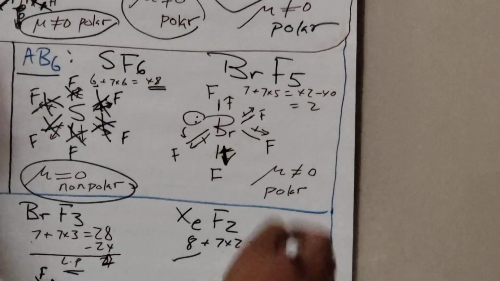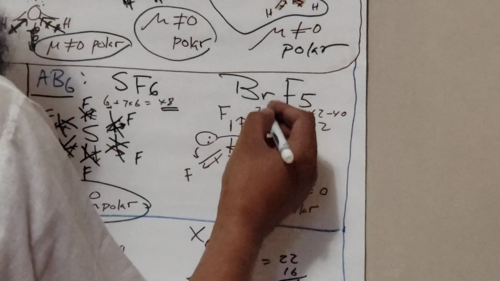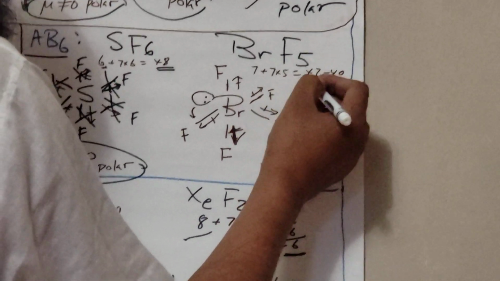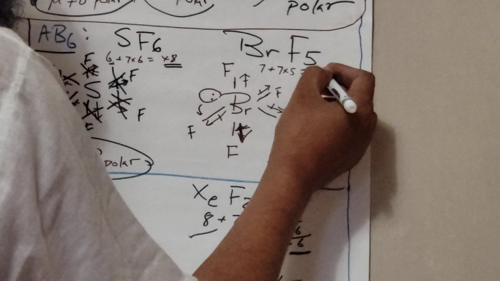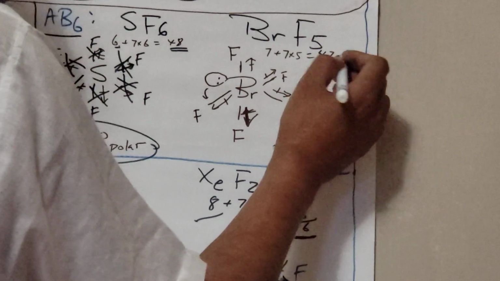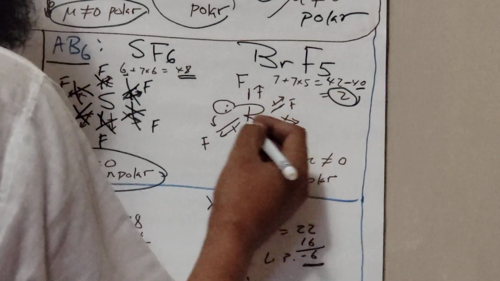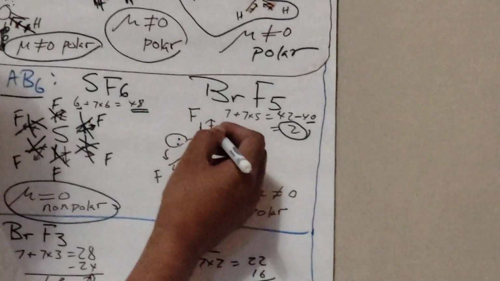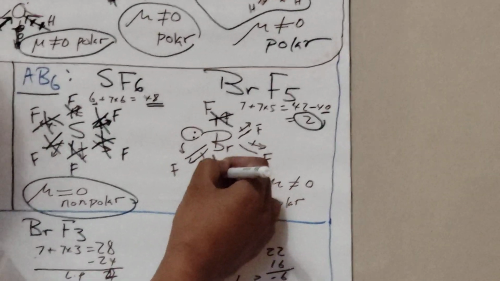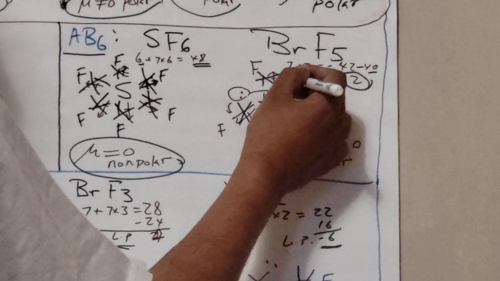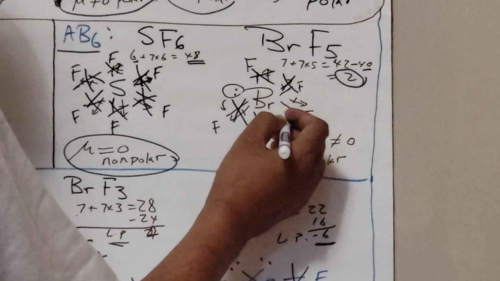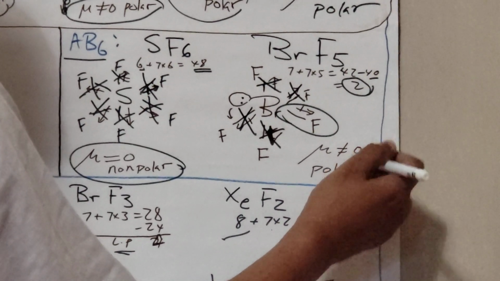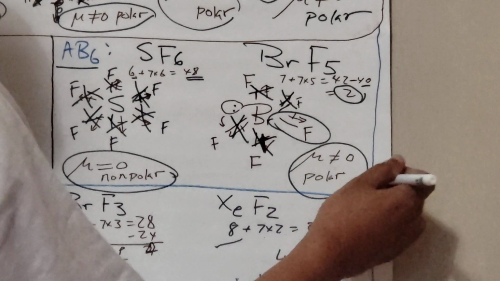Bromine pentafluoride. Okay. So you have 7 electrons on bromine and 7 on each fluorine, 5 fluorine, 7 times 5 is 35, plus 7 is 42. The highest multiple of 8 is 40, so you have 2 extra electrons. This is your lone pair on the central atom, and this is the structure. This one will cancel this one, but you do not have anything to cancel this one, right? So because of this, the dipole moment is not 0, so the molecule is going to be polar.